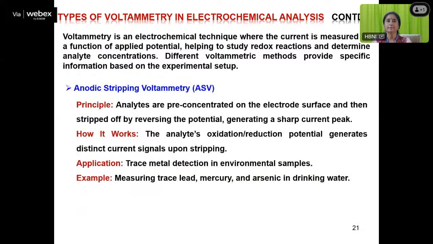So analytes are pre-concentrated on the electrode surface and then stripped off by reversing the potential, generating a sharp current peak. We will be seeing a few examples based on this technique ahead. Now, how does it work? The analyte's oxidation or reduction potential generates a current signal upon stripping. First of all, these metal ions will be deposited on the mercury drop, and then they will be stripped back again. So trace metal detection in environmental samples, measuring trace lead, mercury and arsenic in drinking water is one type of example.